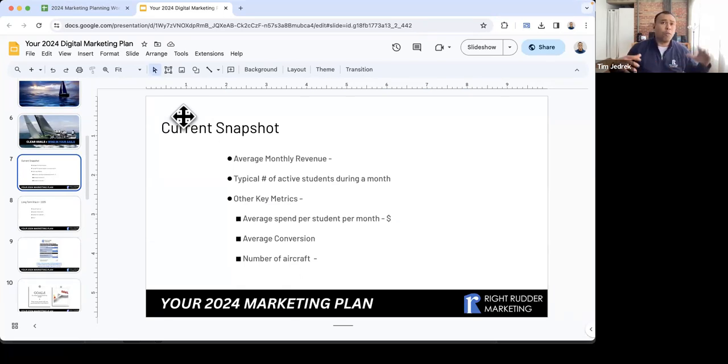That includes your monthly revenue. For flight schools, it's going to be the number of active students during the month, and diving more in there, another key metric we can measure is how much each student in our flight school spends. Some other fun ones here too is average conversion. So let's say we have 100 leads coming in through our website, through our marketing. Is our front desk able to convert every single person? Unless you guys are expert salespeople, probably not.